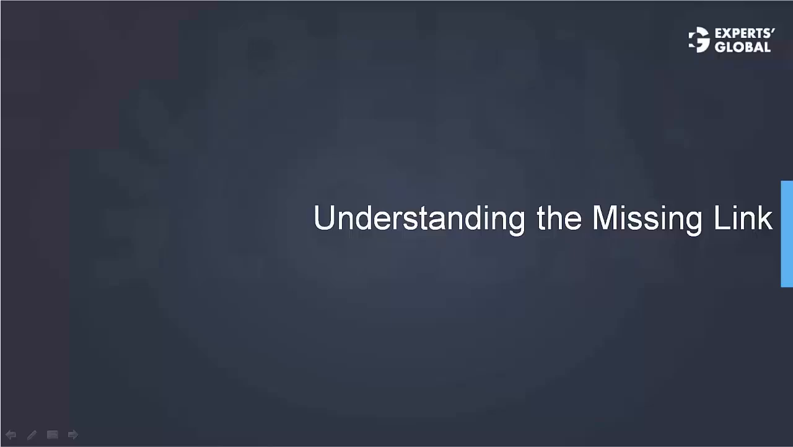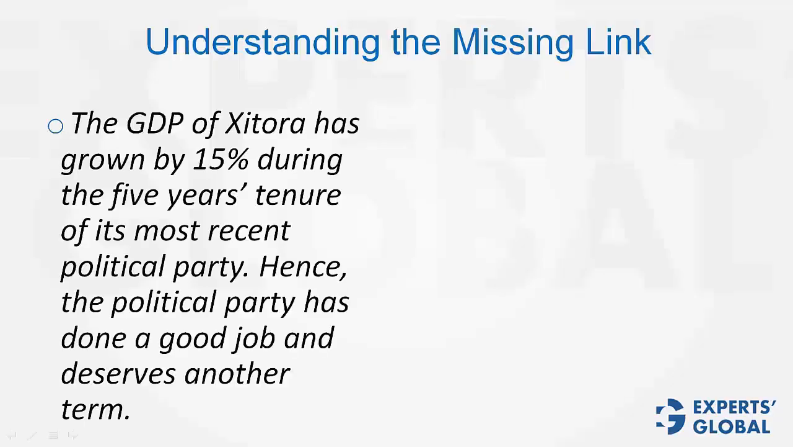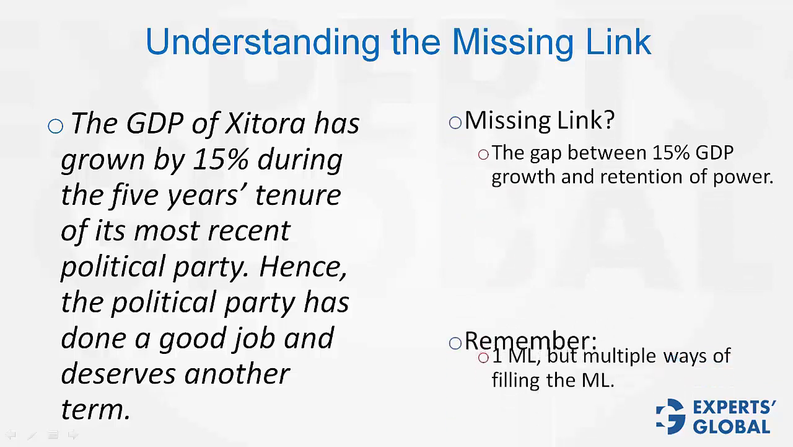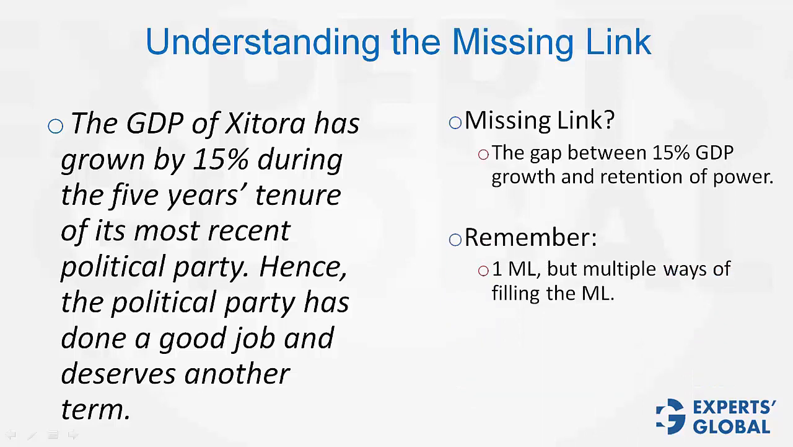Understanding the missing link. Look at this argument. Please pause the video and try to find the missing link. The only information given here is 15% GDP growth, and the conclusion is that party has done a good job. It should stay in power. Of course, the gap is between the GDP growth and retention of power. Remember, there is one missing link, but there are multiple ways of filling the missing link.